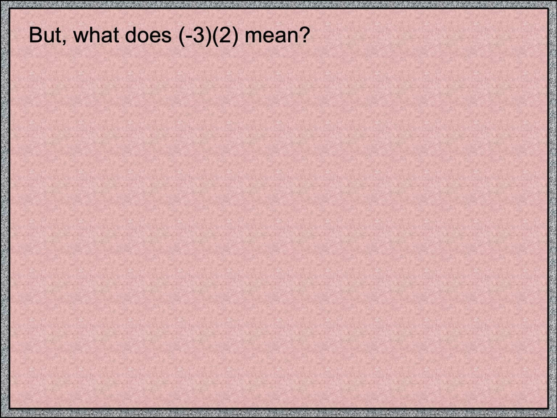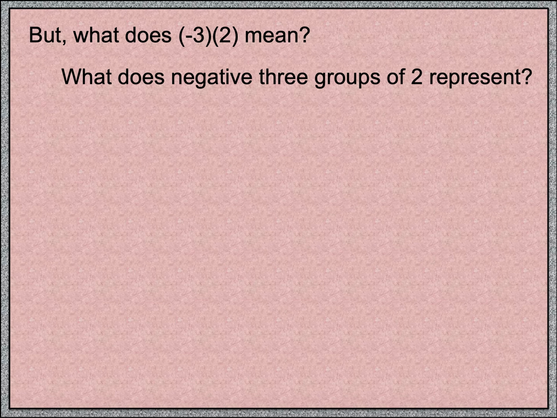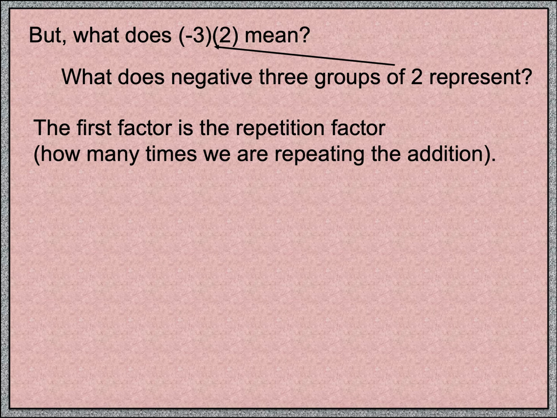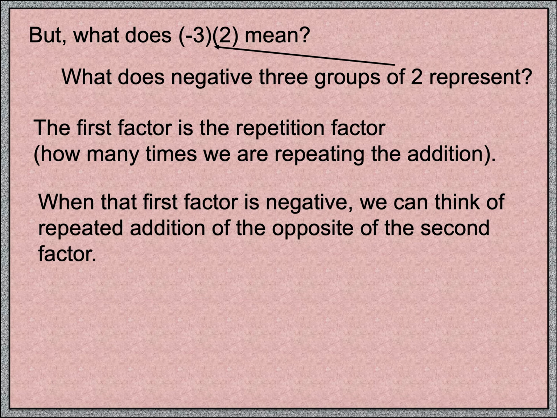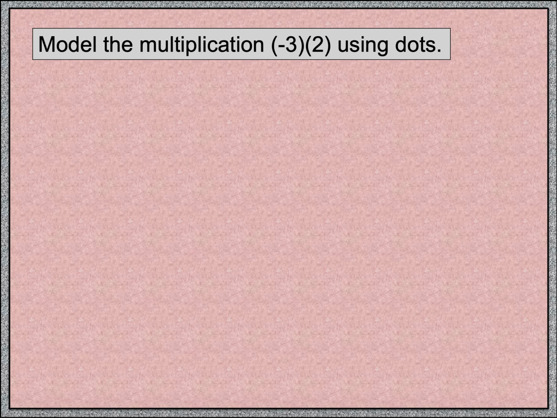But what does negative 3 times 2 mean? What does negative 3 groups of 2 represent? The first factor is the repetition factor, how many times we are repeating the addition. When that first factor is negative, we can think of repeated addition of the opposite of the second factor.